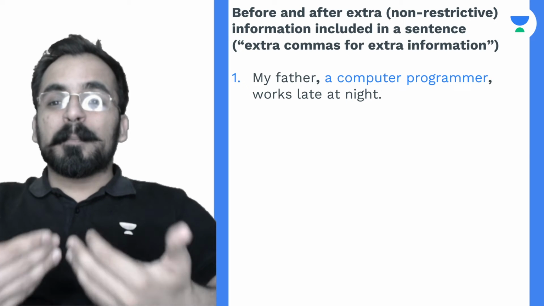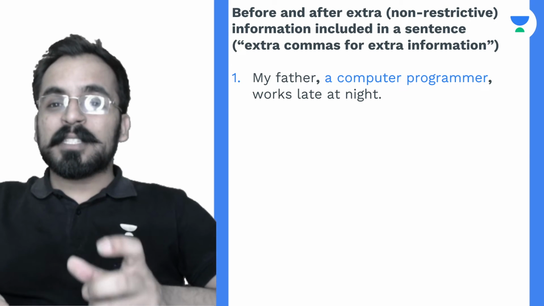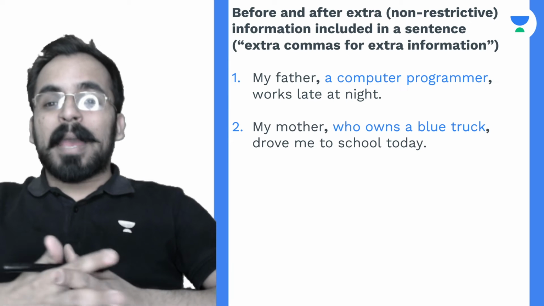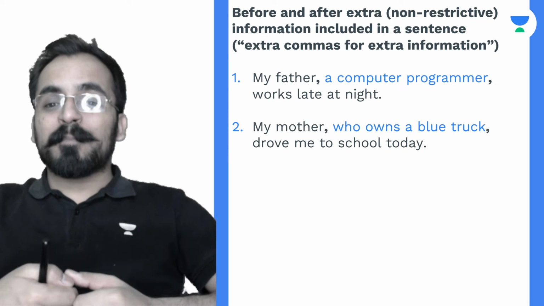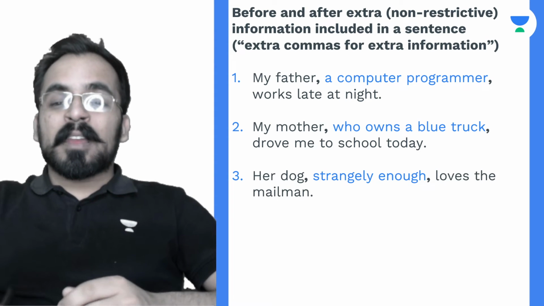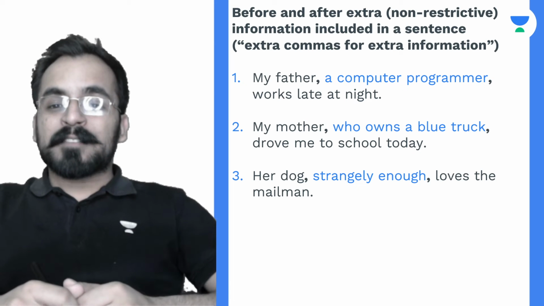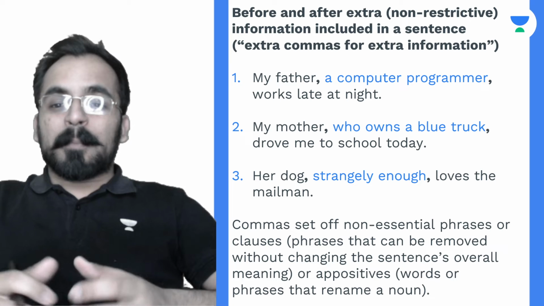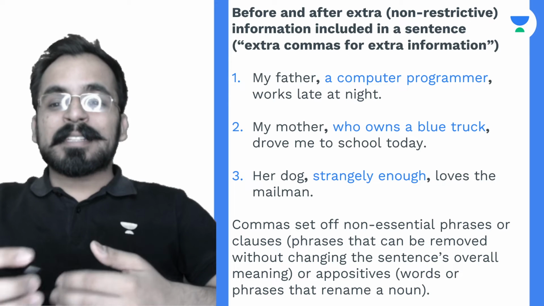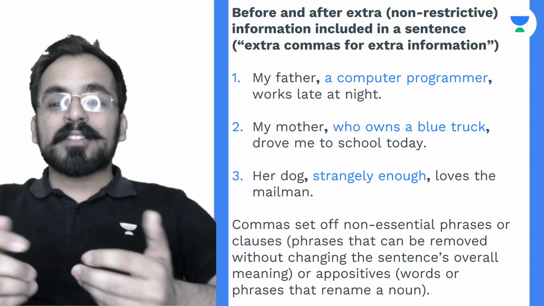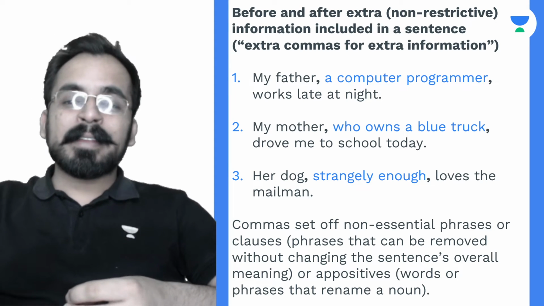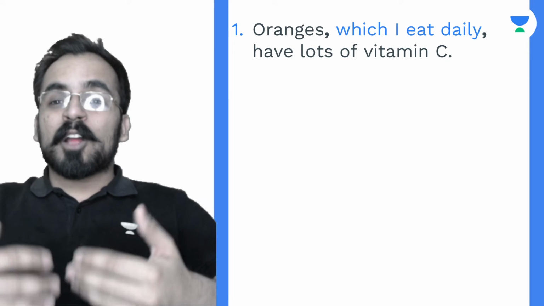My father, a computer programmer, works late at night. So you see, all this extra information is embedded or enclosed within commas. My mother, who owns a blue truck, drove me to school today. Again, embedded within commas. Her dog, strangely enough, loves the mailman. So commas set off this extra information or clauses. So basically, as I told you, non-restrictive information is something which can be removed without changing the overall meaning of the sentence. Alright? Okay.